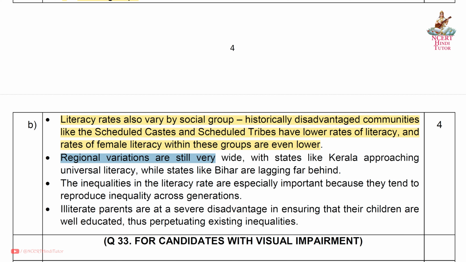Regional variations are still very wide, with states like Kerala approaching universal literacy, while states like Bihar are lagging far behind. The inequality in the literacy rate are especially important because they tend to reproduce inequality across generations. Illiterate parents are at a severe disadvantage in ensuring that their children are well educated, thus perpetuating existing inequalities.